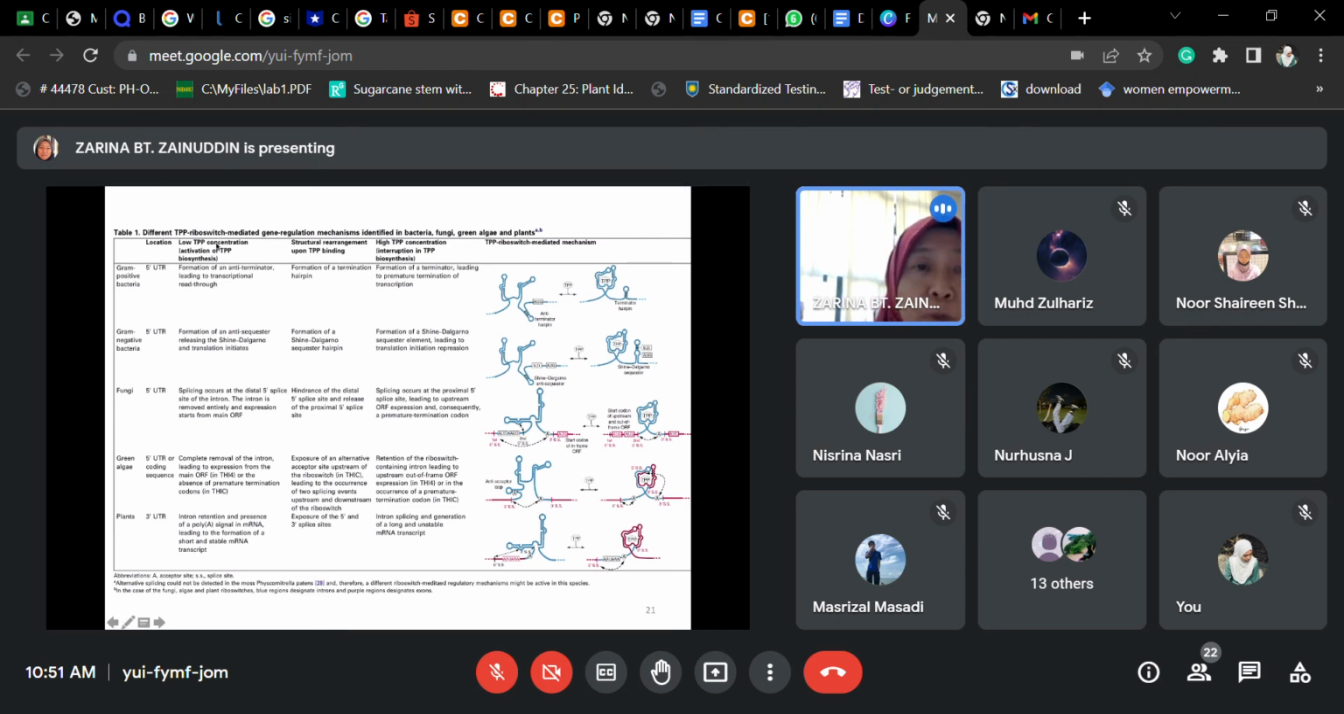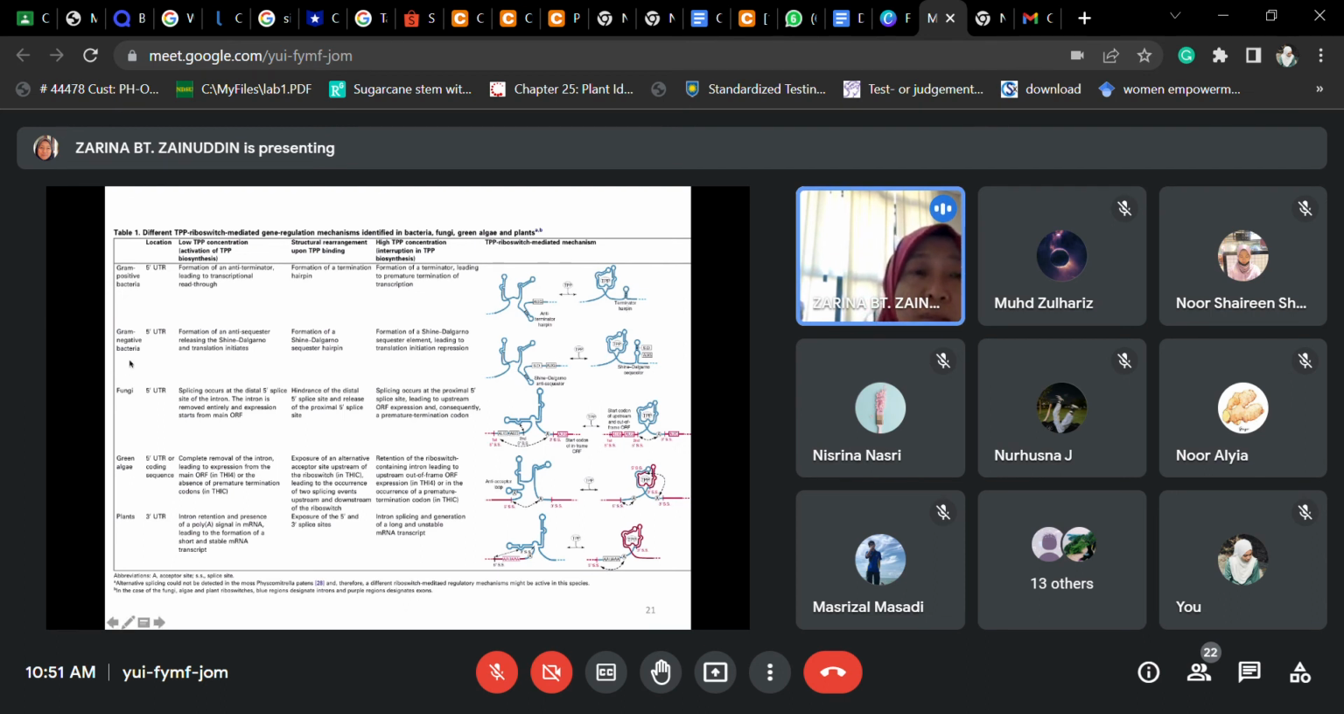of low TPP concentration, it forms an anti-terminator structure, an anti-terminator hairpin. Okay, right? And with high TPP, when TPP binds to the aptamer or the binding domain, it will form a terminator. And this will lead to premature termination of transcription. Okay, so this is in gram-positive bacteria.